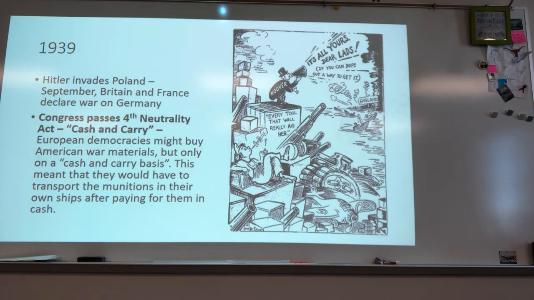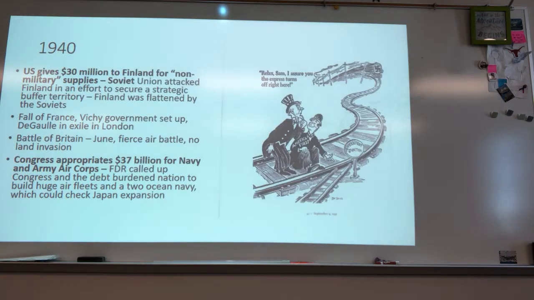It's all yours, lad. Just come out and get it. So the U.S. will give $30 million to Finland for non-military supplies. The Soviet Union, and you have to understand that the Soviet Union, y'all learned this last year in world history, has signed a non-aggression pact with Germany, that they're not going to fight each other, so that Germany only has one front to fight a war on. Amidst this, which most people don't think of, is that when Germany takes parts of Poland, Russia takes parts of Poland. Russia becomes aggressive too, and they take parts of Finland.